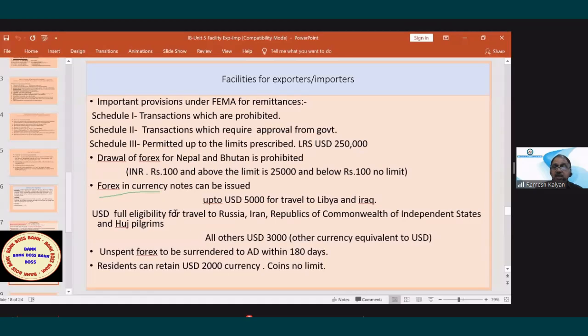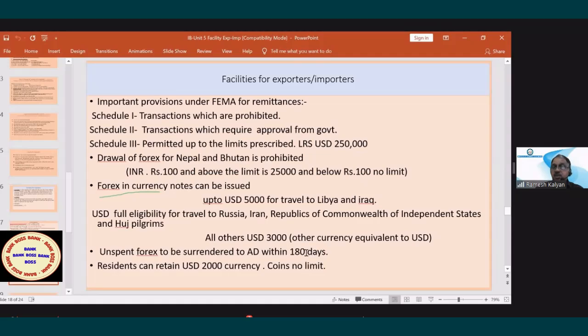All others, the entire limit, what is this? Full eligibility is 250,000 for travel to Russia or Iran. Then for all others, $3,000. Suppose you are going to the United States, you are eligible only for $3,000. And as I said in the morning, every limit is expressed only in dollars. If it is any other currency, it is the equivalent of this. Unspent to be surrendered within 180 days.